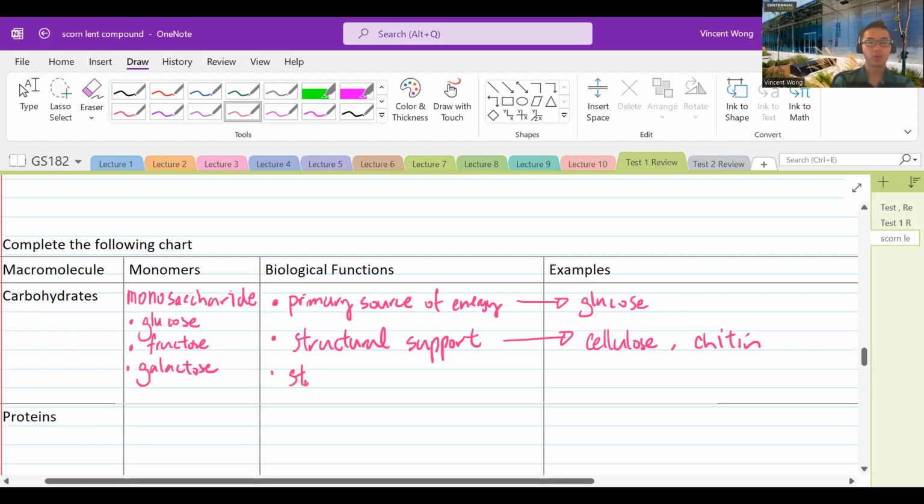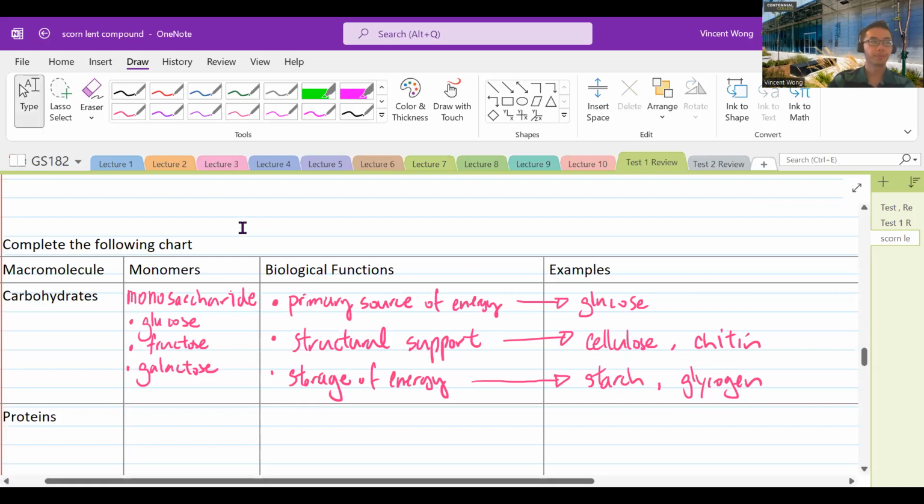Okay, another one is storage of energy. Okay, storage of energy, which would be starch for plants, and for humans it is glycogen, which we store in muscle, for example, as well as the liver.